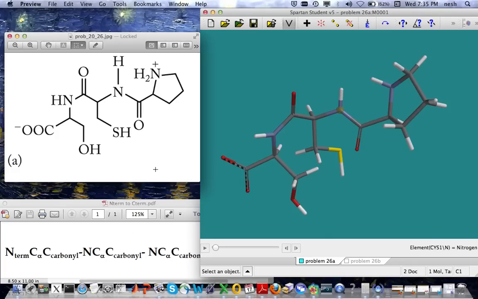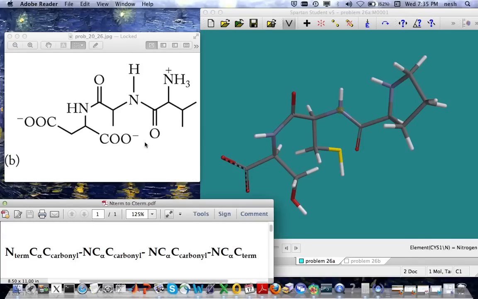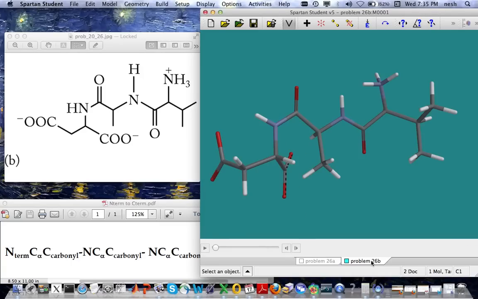All right, I'm going to go on to the next one now, part B. I'll have you see if you can figure out which one is the N terminus and which one is the C terminus. In this case, it's a bit tricky to figure out which one is the C terminus precisely, so to be safe, you might want to go for the N terminus. Okay, so here we go. I may as well bring up part B here, and so there is the N terminus.